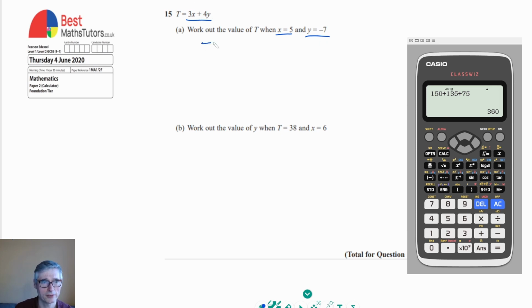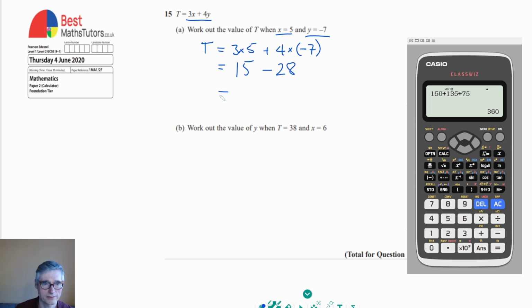So I'm just going to rewrite it, and I've got t is equal to 3 times x, so 3 times 5, and then plus 4 times, and I'm just going to put a little bracket around that because it's a negative, 4 times minus 7. So if I work that out, 3 times 5 is 15. 4 times negative 7, overall the answer, if it's positive times negative, is going to be negative. And 4 times 7 is 28.